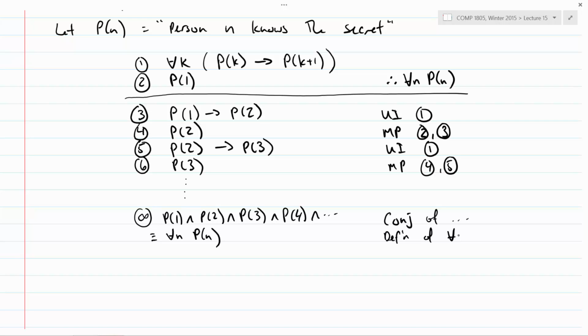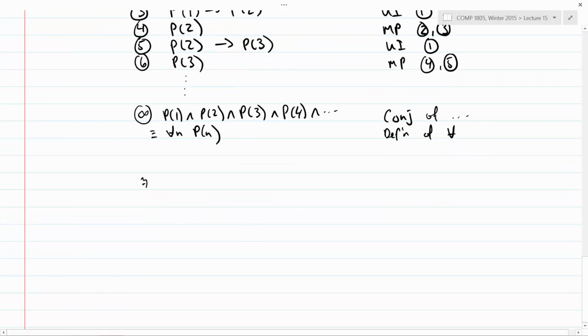And how do you know what the pattern is? Because I could do this in general, right? I could say, okay, well, the next one is P4. Let me just do this down here. 7 would be P4 implies P5, and that's by UI of 1. And then the next one would be P5 by modus ponens of, oh, I skipped one. That should be 3 and 4. Modus ponens of 6 and 7.